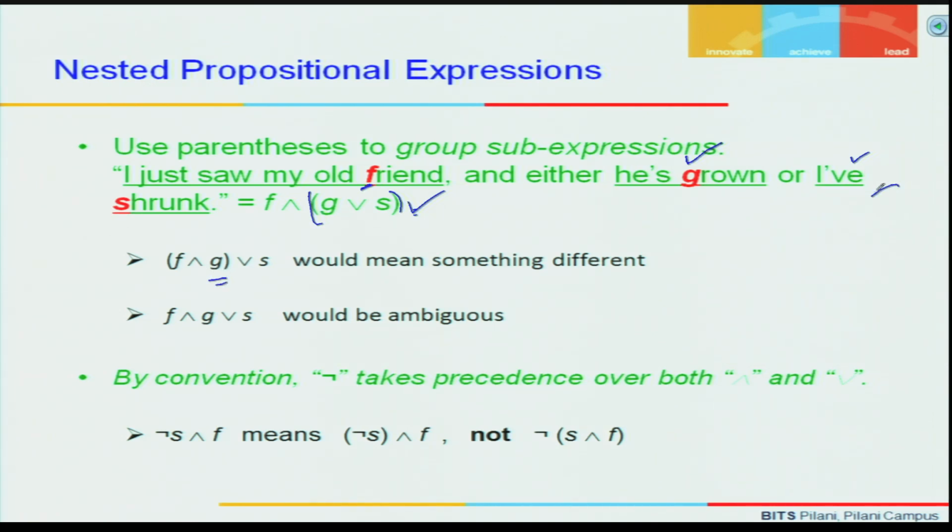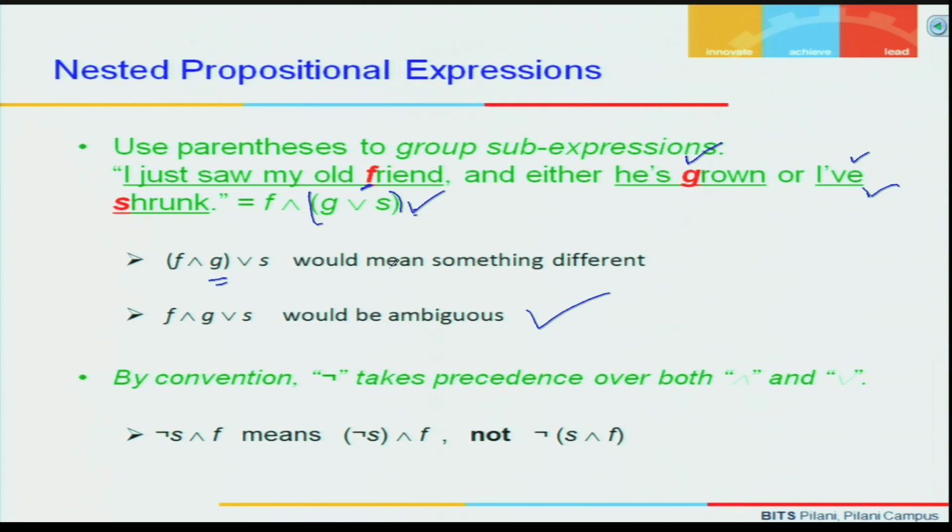With your English statement you have to understand it, and you have to carefully transform it to propositional logic and put your parentheses carefully. Otherwise it is going to be chaos. And if you don't put any brackets, it is ambiguous, isn't it? What does it mean? I just saw my old friend and he is grown, or I have shrunk. Does it make any sense? Where is and, where is or? In English you have beautiful things like commas. To represent it, you have to put your parentheses carefully, otherwise it is going to be a real mess.